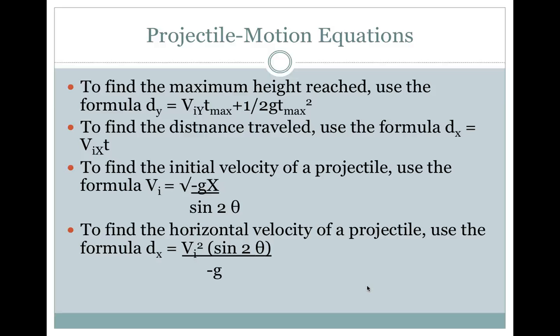To find the initial velocity of a projectile, use the formula Vi equals the square root of (negative g times dx) over sine 2 theta. To find the horizontal distance of a projectile, use the formula dx equals Vi squared times sine 2 theta over negative g.